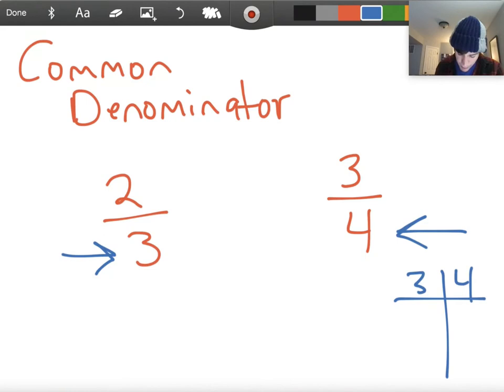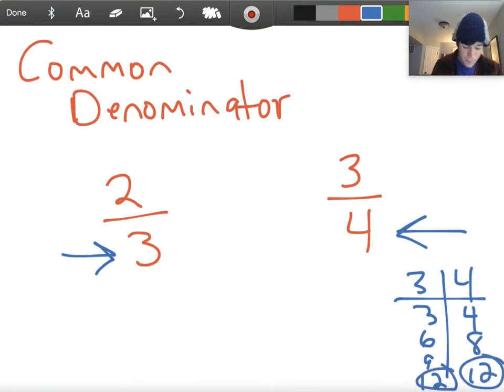So first I'm going to count by 3s, 3, 6, 9, 12. And then I'm going to count by 4s, 4, 8, 12. And again, I'm looking for a match, which in this case is going to be 12. Because I found a match, I can take each of these. I know I'm multiplying 3 times 4 to get 12.